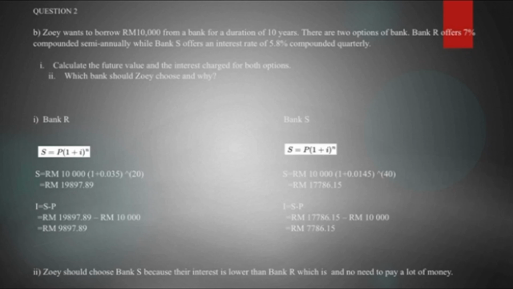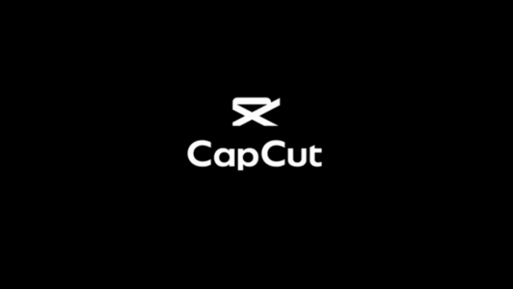Question number 2 is which bank should Zoe choose and why? Zoe should choose Bank S because its interest is lower than Bank R, so there is no need to pay a lot of money. That's all from me.